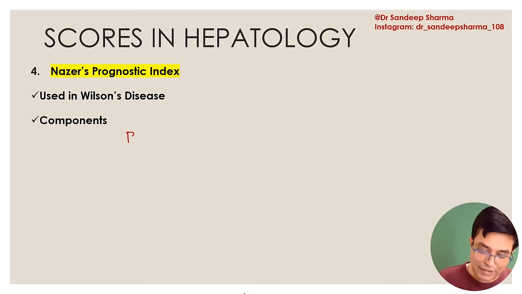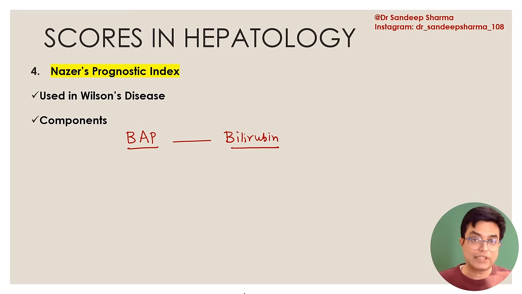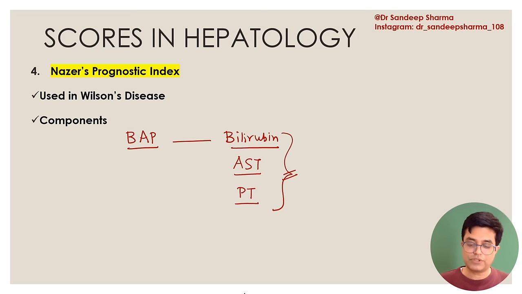So the components here are BAP. There are three components, which are serum bilirubin level, second is A, which does not stand for ascites and albumin level, it stands for AST levels, that is the liver enzyme aspartate aminotransferase. And P stands for prothrombin time. So bilirubin, AST and PT are the three components of the prognostic index of Nazar, which is used in Wilson's disease, which is a copper metabolism defect.